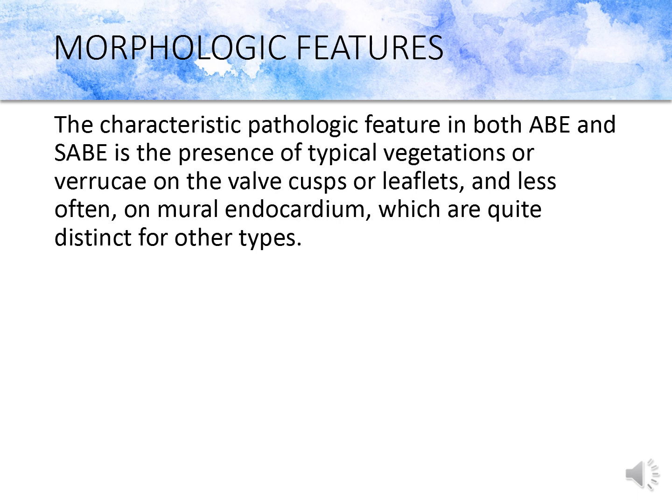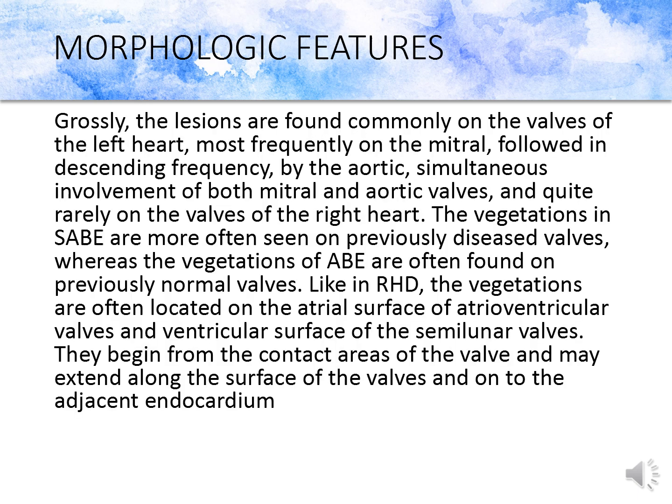The characteristic pathologic feature in both acute and subacute bacterial endocarditis is the presence of typical vegetations, or verrucae in Latin, on the valve cusps or leaflets, and less often on mural endocardium, which are quite distinct from other types.